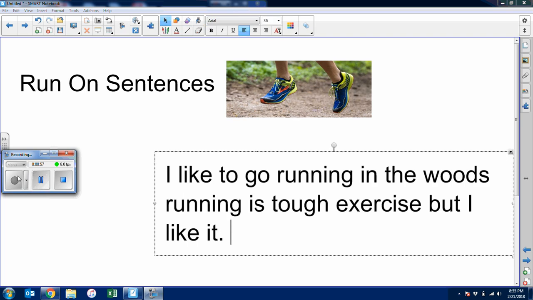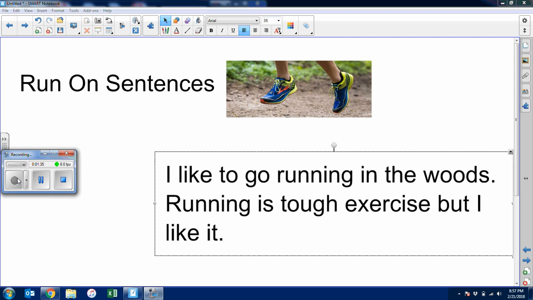An example of a run-on sentence could go something like this. I like to go running in the woods. Running is tough exercise, but I like it. If you look closely, you're going to find at least two separate individual sentences. The first being, I like to go running in the woods. The second one you could say is, running is tough exercise, but I like it. You could even make an argument that there's a third sentence, and that sentence being, I like it. So as you can see here, this sentence has at least two sentences in it, and we can't have that. That's a run-on sentence.